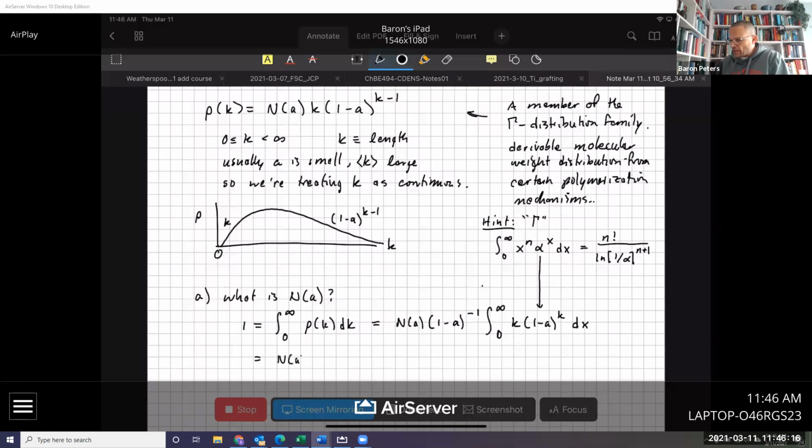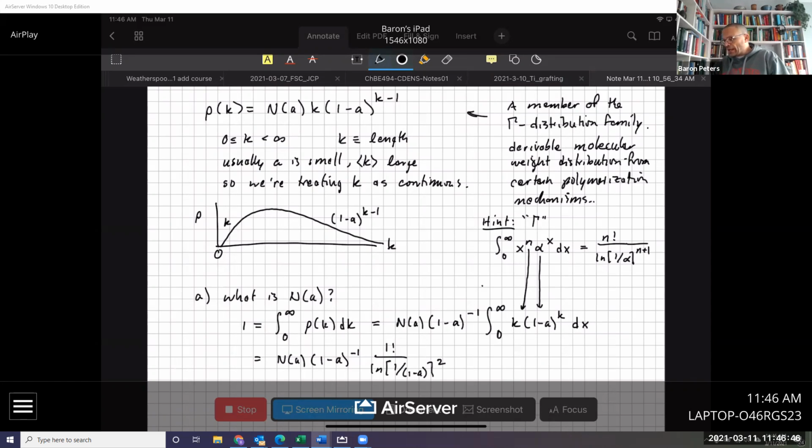I get n of a times 1 minus a to the minus 1 times 1 factorial, because the n corresponds to the 1 here. So I get 1 factorial over the log of 1 over 1 minus a. And remember that the n was 1, so I'm going to square this thing in the denominator, and that's now the result. Okay, so this thing is done, basically.